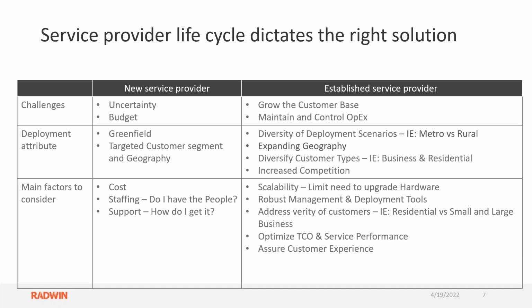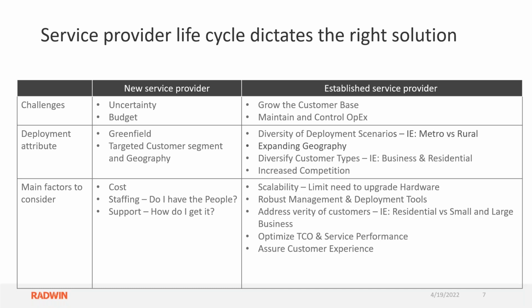For larger service providers, now you're getting to the point where you start to diversify. Am I going to stick with just rural, or am I going to start doing metropolitan kinds of coverage? Might be towns, suburbs, certain scenarios like that. You're expanding your geography and covering a bigger footprint as well. The customer types: am I going to be serving primarily residential or business, or am I going to be expanding into both? And then obviously you're going to run into increased competition.